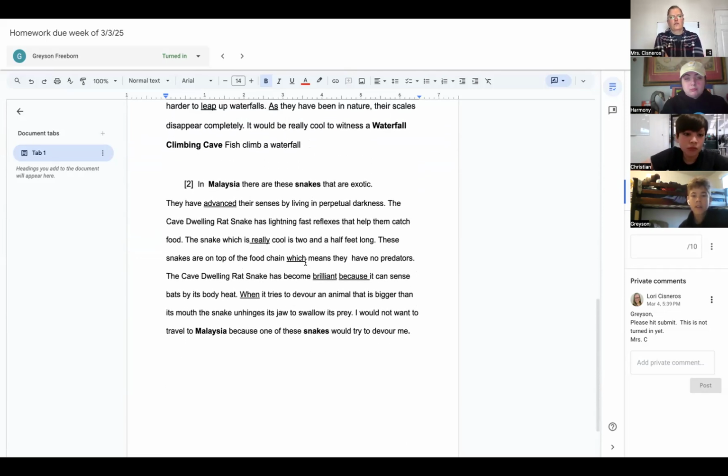In Malaysia, there are these snakes that are exotic. They have advanced their senses by living in perpetual darkness. The cave-dwelling rat snake has lightning-fast reflexes that help them catch food. The snake, which is really cool, is 2.5 feet long. These snakes are on the top of the food chain, which means they have no predators. The cave-dwelling rat snake has become brilliant because it can sense bats by its body heat. When it tries to devour an animal that is bigger than its mouth, the snake unhinges its jaws to swallow its prey. I would not want to travel to Malaysia because one of these snakes would try to devour me.